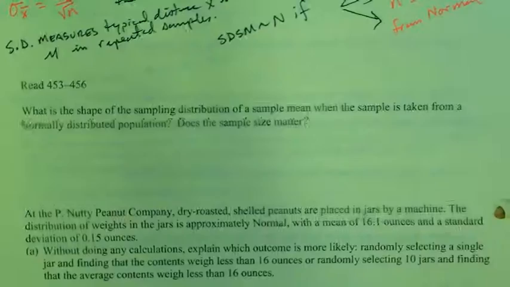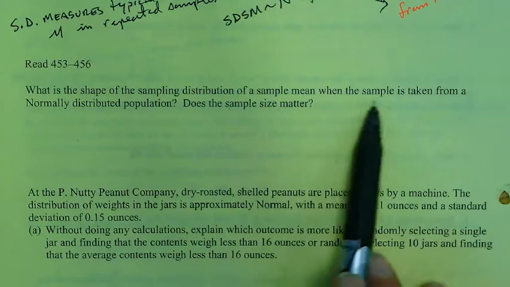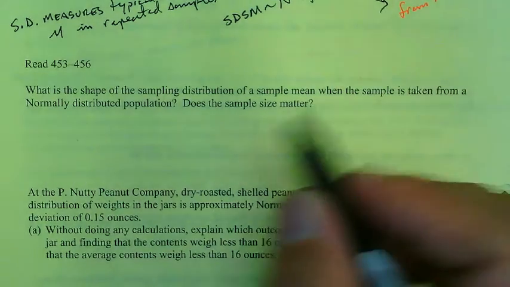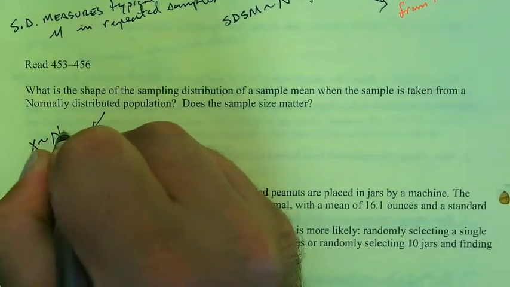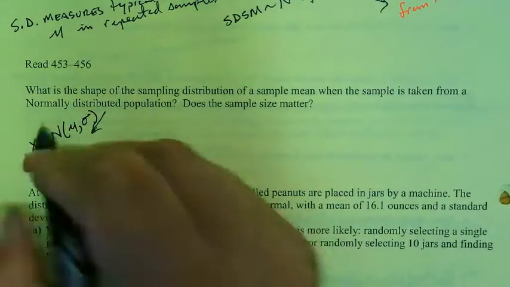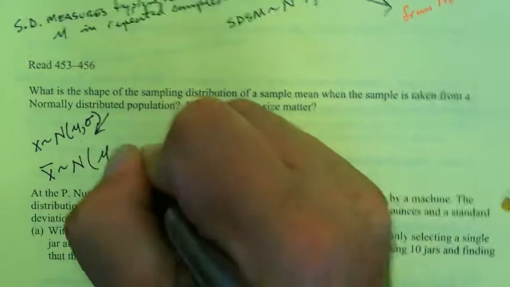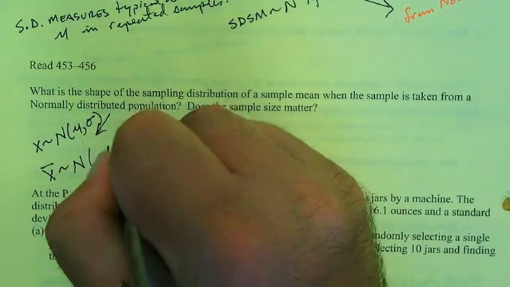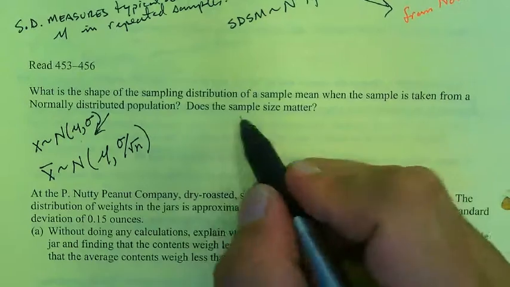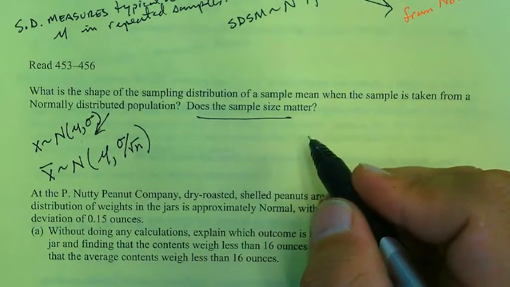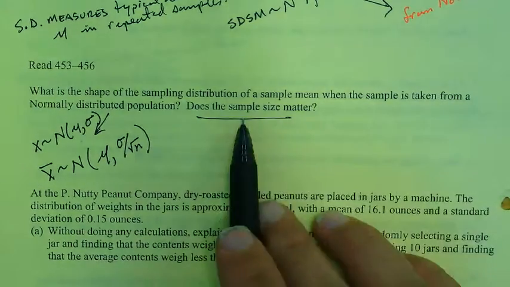Then I go to the next part. What is the shape of the sampling distribution of sample mean when the sample is taken from a normally distributed population? Right? If x is approximately normal with some mu and some sigma, then x bar is approximately normal with mu being the same and my standard deviation being sigma over the square root of n. Does that sample size matter? Does the sample size matter? Yes. Yes, it does, if I am not normal.